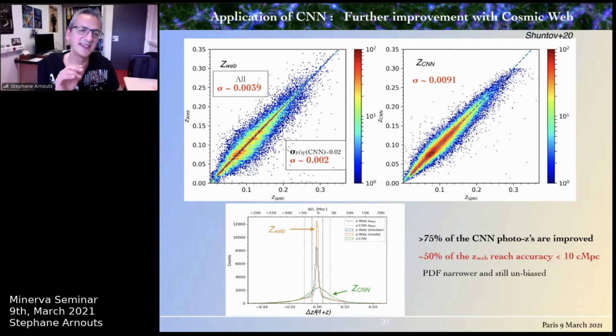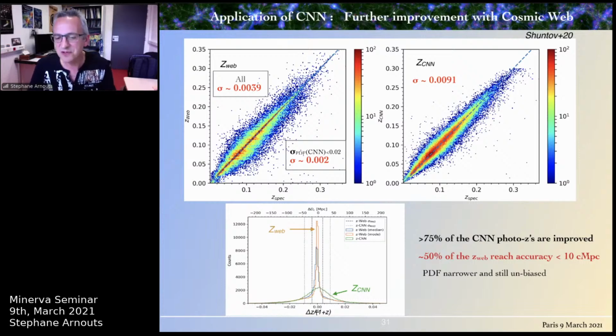And you can see that we jump again in terms of accuracy by a factor of 3 in terms of sigma. So we can really anchor your PDF through the structure where the galaxy is most likely to live, which is pretty nice. And again, if you cut in terms of accuracy of PDF, so using the much narrower PDFs, you can again improve the sigma. So you see on the bottom part the delta z over 1 plus z, for the original CNN in green, and for the ones that we built after passing through the cosmic web. So we can see a big improvement, and basically 50% of the galaxies in the Z-web have accuracy better than 10 megaparsecs in this way.